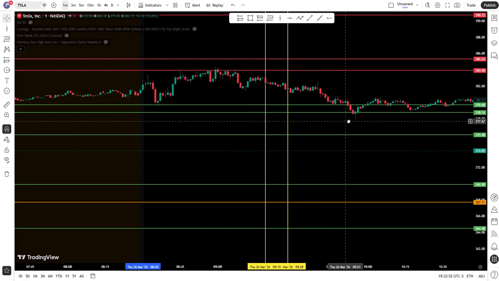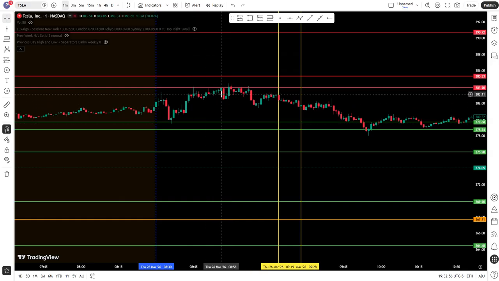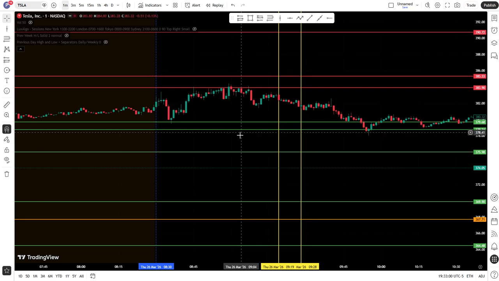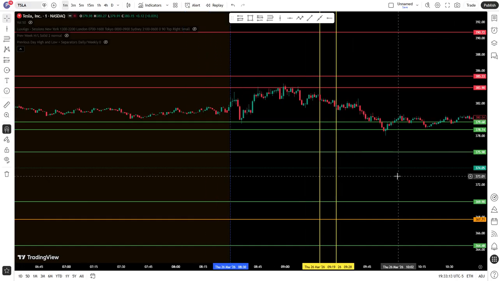But essentially, like I was saying, what you're waiting for is for price to go basically past one of these lines and then reverse directions. And again, in other videos, I'll show you how I'm choosing where to draw these lines the night before the market opens.